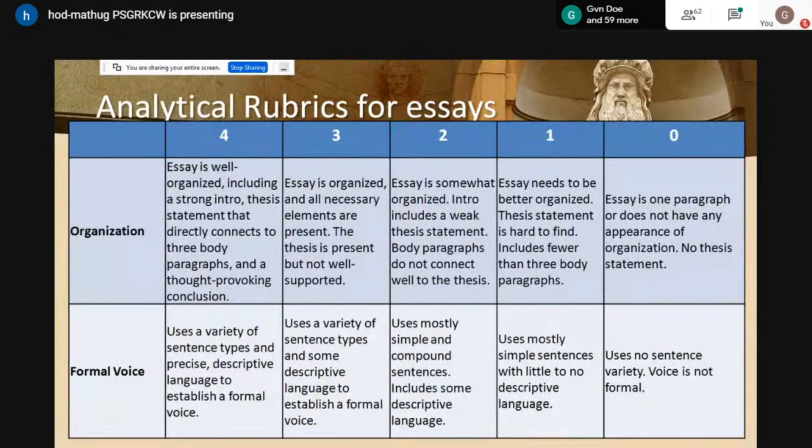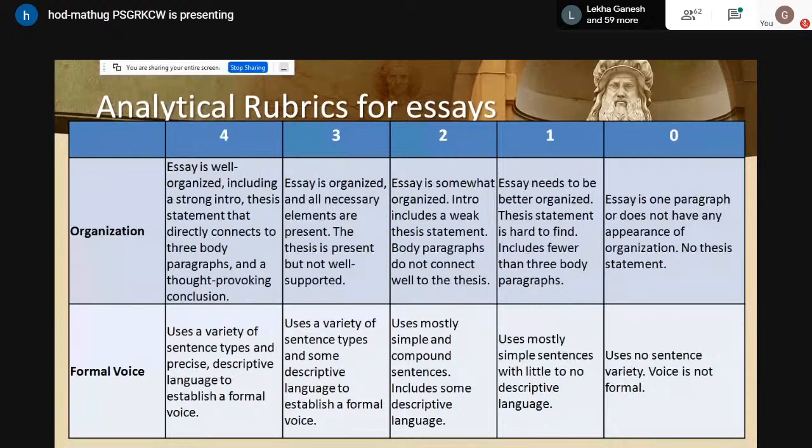He is including some descriptive language. In that case, we will give him 2 marks. And he uses no sentence variety. First sentence and last sentence. Then the voice is not formal at all. In that case, we will give him 0 marks. Same 4 criteria will be enough.